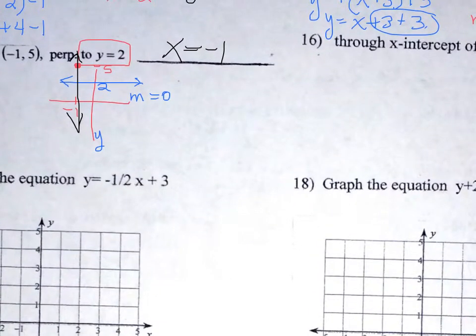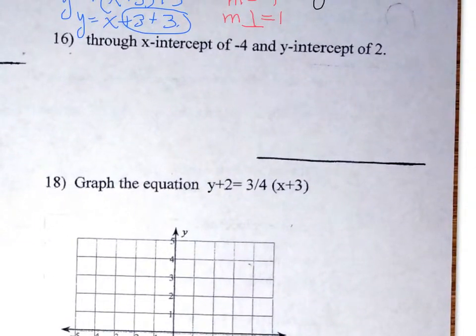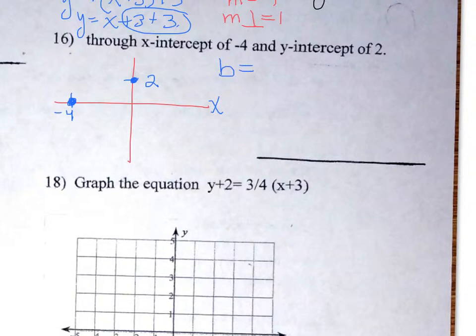Now number 16. In number 16, I told you sketch what is given to you so you can understand what's going on. Well, here, I can sketch both x-intercept and y-intercept. The x-intercept on the x-axis, that's negative 4. Okay, so that's the point given. The y-intercept is at 2. That's a y-intercept. So my b should be equal to what? What's the y-intercept? That is 2.